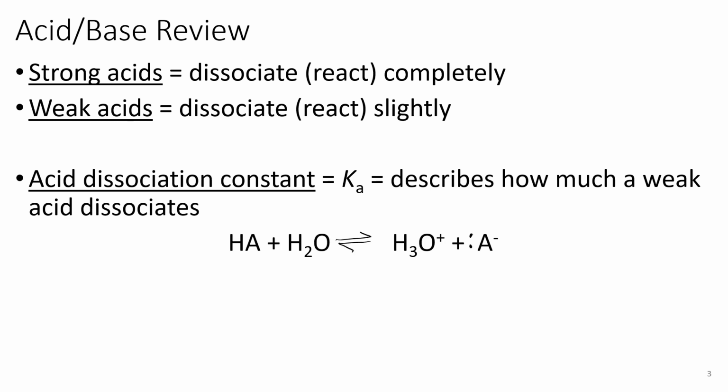So if we look at the weak acid dissociation in water, we have HA and H2O reacting to produce H3O+ and the A- ion. So when we get ready to write our Ka expression, equilibrium expressions are always products over reactants raised to their coefficients. So the Ka expression becomes the hydronium ion concentration times the conjugate base concentration all over the original acid concentration.